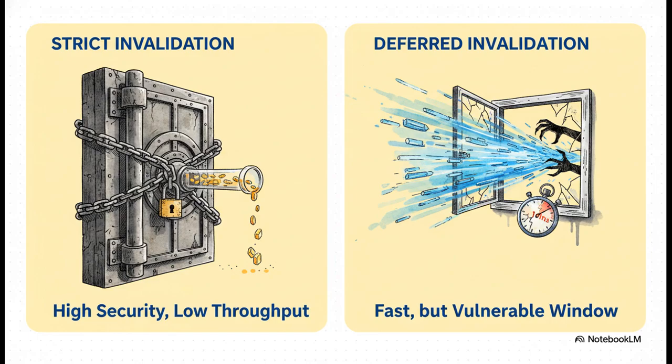This is that classic cloud computing tug of war, right? Performance versus security. Strict invalidation gives you incredibly high security, but it creates a massive bottleneck, dropping network throughput by nearly 30%. Deferred invalidation, on the flip side, is fast, it's efficient, it's perfect for heavy cloud workloads. But it rips open that critical 10-millisecond vulnerability window.